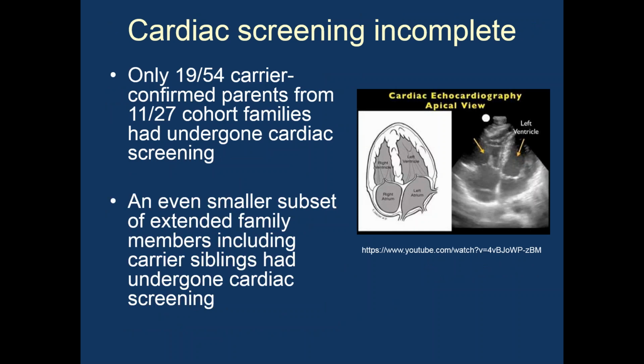But cardiac screening in our cohort was really incomplete. So that was a big confounder for this particular study. Only 19 of the 54 parents included in our study had actually had any sort of cardiac screening, and a much smaller subset of extended family members, including carrier siblings, had undergone cardiac screening. So we really don't have the complete picture yet in terms of the degree of risk for carriers of Titin mutations.